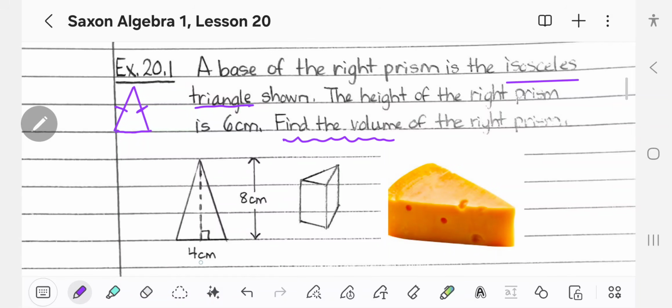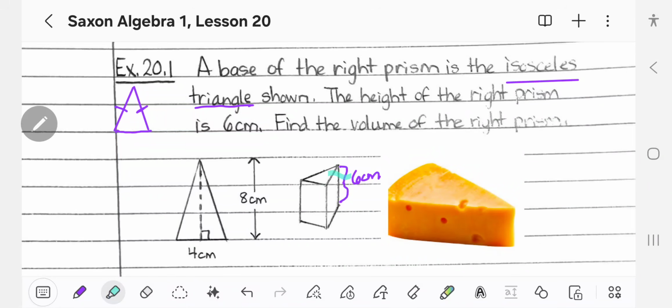So we've got our isosceles triangle, and this is just basically an enlargement of the base. It's enlarged, and that would be the same thing down here because this is a prism, so the bases are going to be the same. And this 8 that you see here is telling me how tall this triangle is. That's not the height of the geometric solid. That height is 6 centimeters. So we could even say here that we know that this is 6 centimeters.